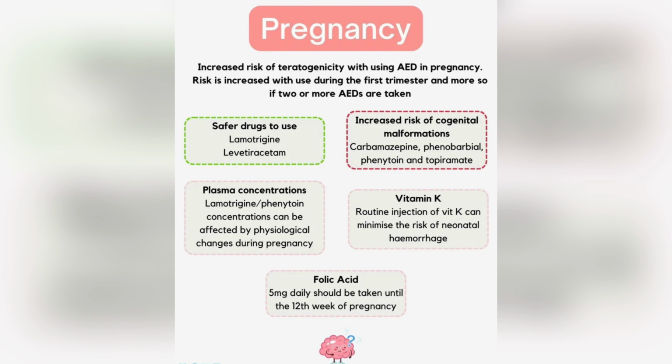Plasma concentrations: lamotrigine or phenytoin concentrations can be affected by physiological changes during pregnancy. Vitamin K: routine injection of vitamin K can minimize the risk of neonatal hemorrhage. Folic acid 5 mg daily should be taken until the 12th week of pregnancy.